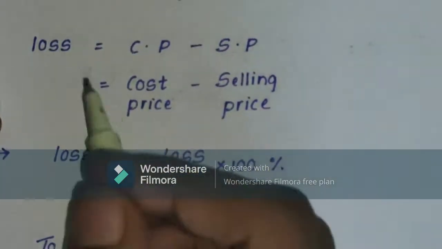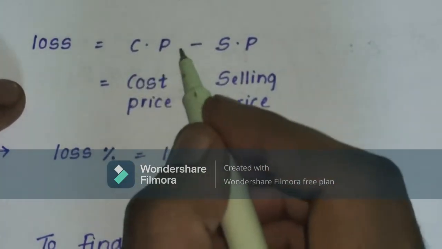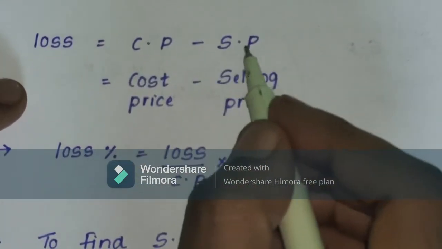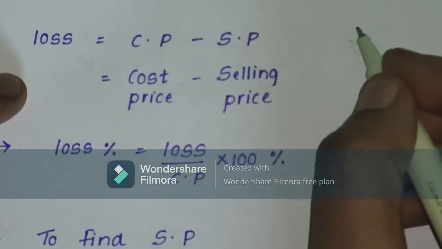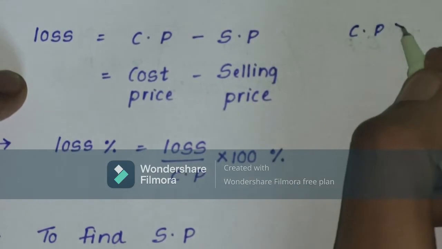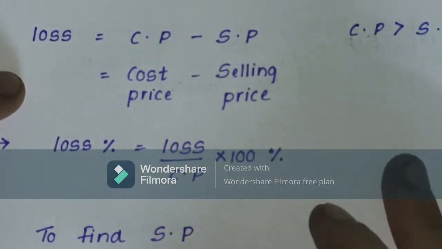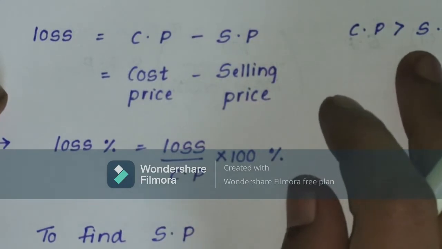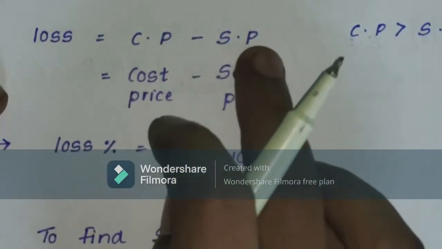Now student, if you observe the formula for loss, it is CP minus SP, cost price minus selling price. That means if you get a loss, your cost price will be greater than the selling price. Therefore, we will say loss is equal to cost price minus selling price.